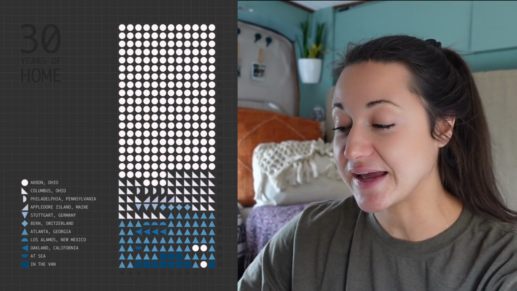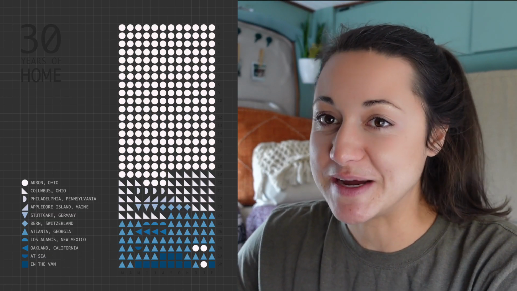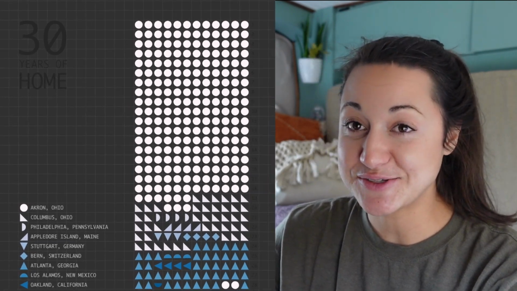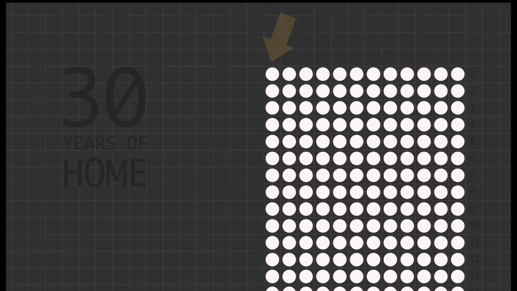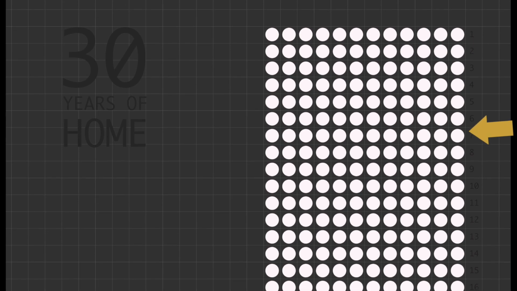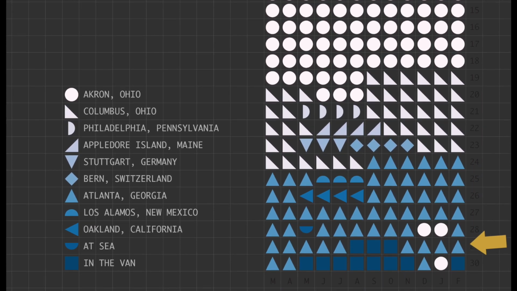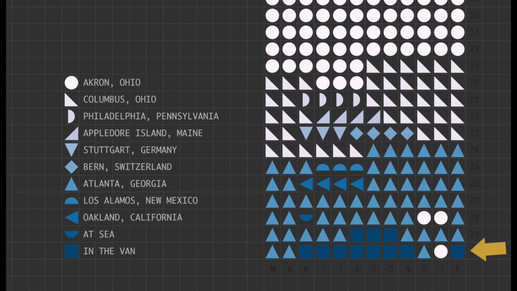At first glance, you're like, it's just a big geometric pattern, but this is how it's organized. So he was born in March, so it goes March, April, May, June, July, and so on. And then each row is a year of life. So the very first top row is his first year, and then the bottom row is his 30th year. Each symbol and color represents a different place that he's lived.